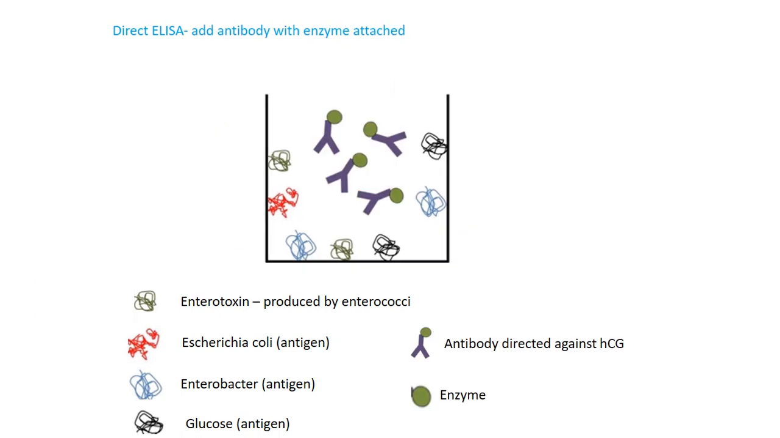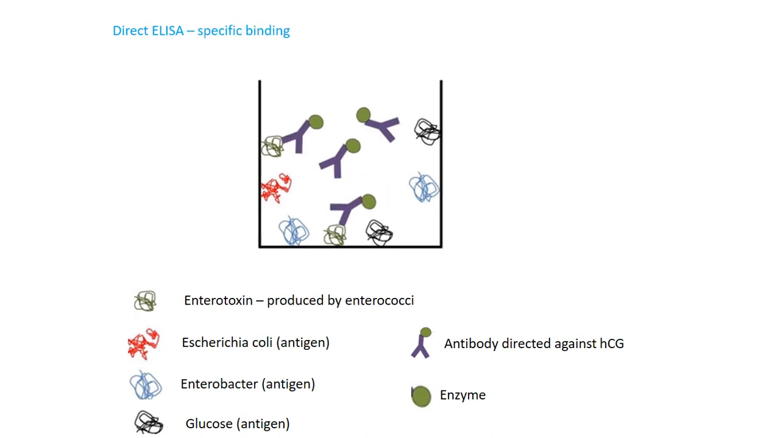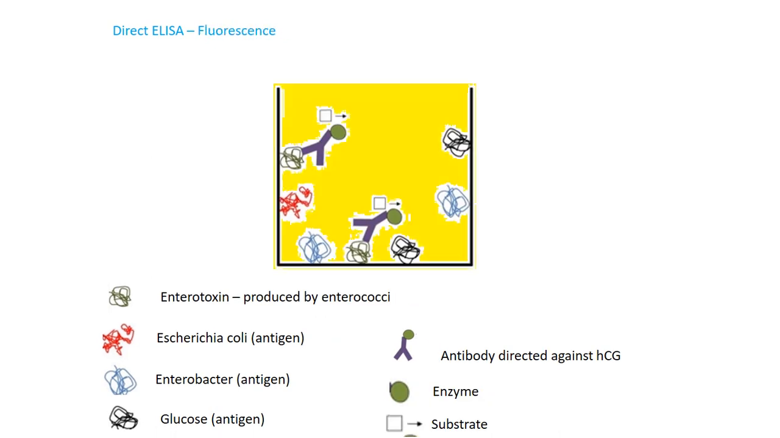The next thing that happens is you add your detection antibody, which is colored in purple, and the detection antibody binds to the target, and subsequently you do a wash to remove the excess, and you add the substrate and you get a color change.